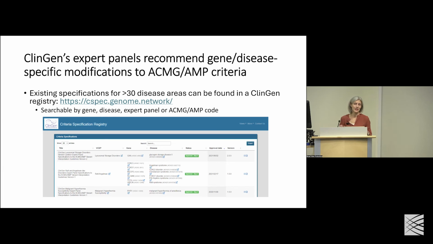And again, this is work that ClinGen has really taken on. So in addition to doing all of that curation work we talked about, the ClinGen expert panels also work to further specify these codes to make them applicable to specific disease areas in a more logical way. There are now over 30 disease areas that ClinGen expert panels have designed these specifications for. They are available in this database called CSpec, the link I've shown here, and this is a database searchable by either the gene, the disease, or the expert panel.